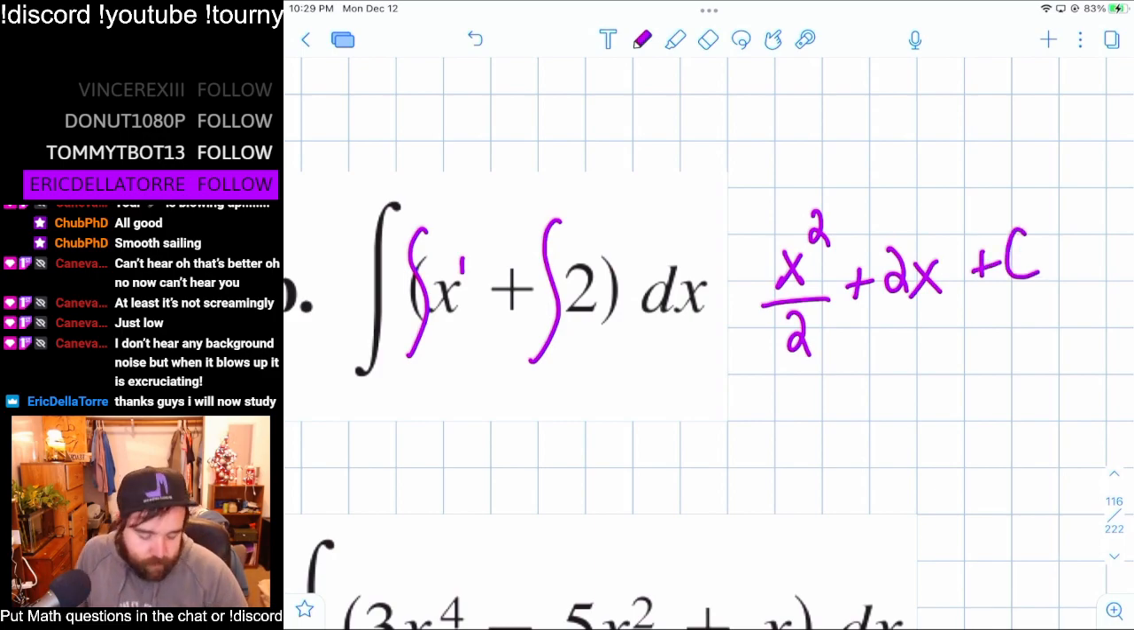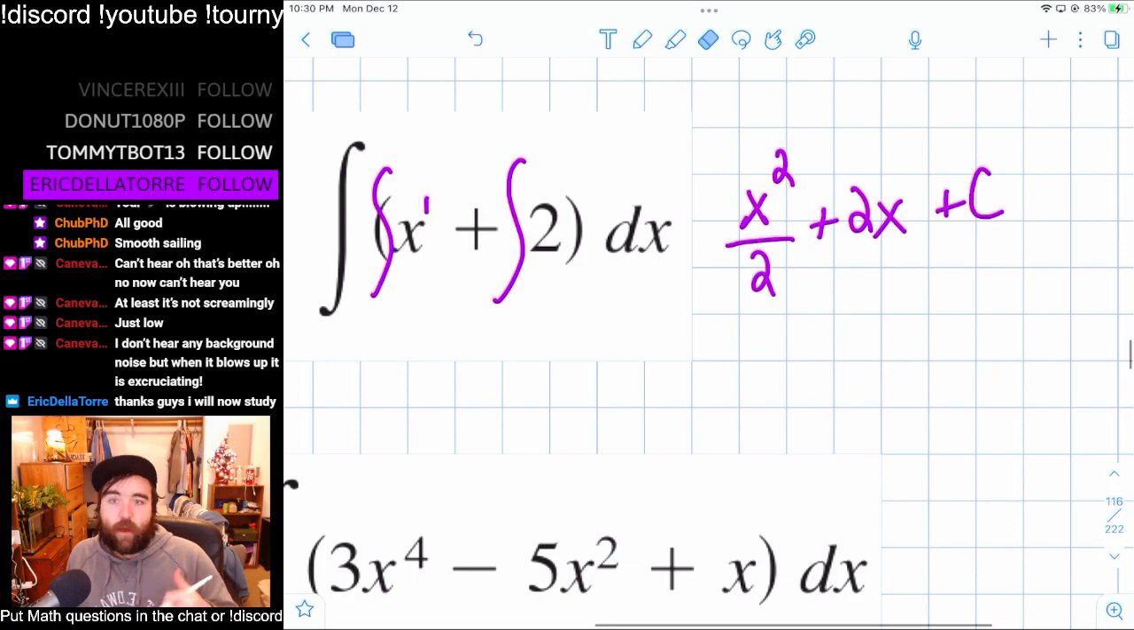And you could take a second, check, make sure if you take the derivative of that, you do indeed get x plus 2. And remember, that's the whole point of dividing by this, so that the power cancels out when you do the power rule.